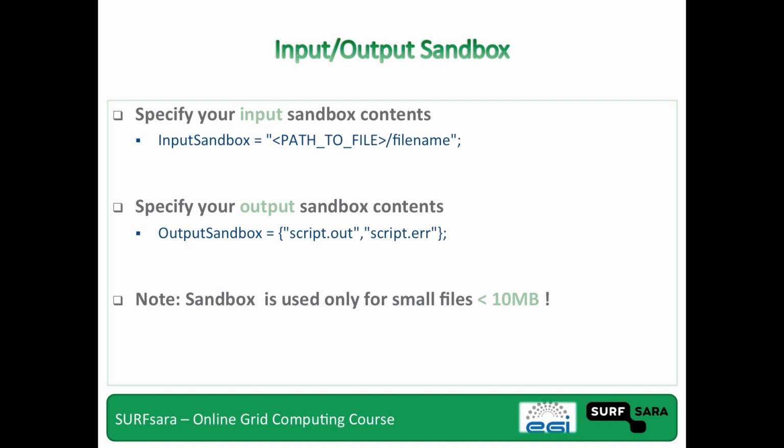The output sandbox specifies all the files that you want to retrieve from the worker node. In this case, the script.out and script.error. So if you know which files you are creating, and again they are less than 10 megabytes, you can ask the WMS to retrieve those files for you.